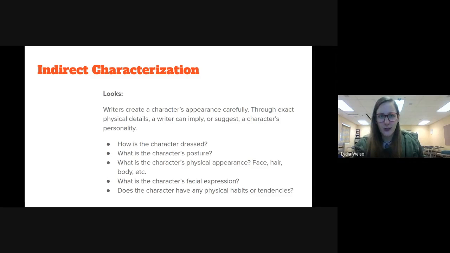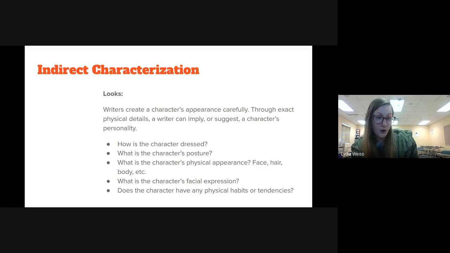Also, what is the character's facial expression? Like, I have kind of angry eyebrows. Unfortunately, that gives me a pretty bad case of, well, a bad resting face, let's say. But if a writer was writing me, they probably wouldn't include that detail, because just because I look angry, y'all probably already know that I'm not, as a person. I'm pretty fluffy.